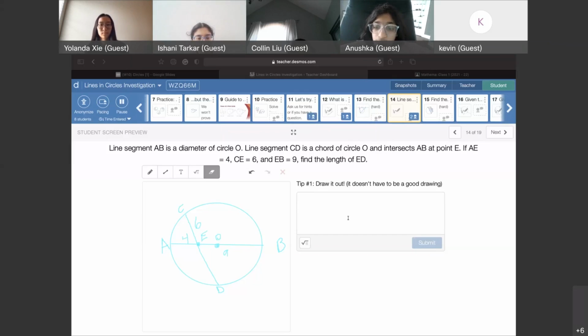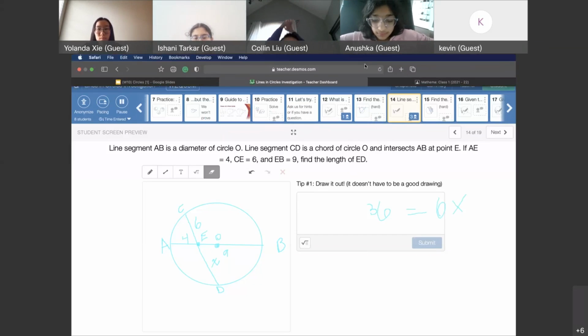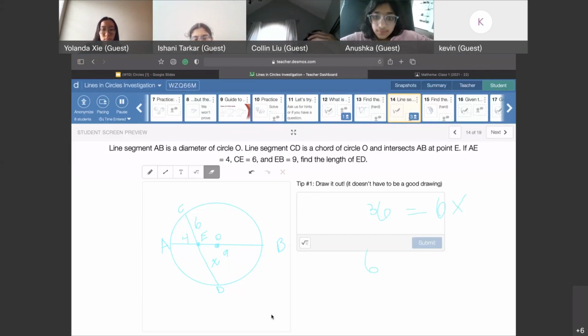So we can do 4 times 9 and we get 36. And that's equal to 6 times ED, and we can just say ED is x, so it's equal to 6x. Now we can do 36 divided by 6 to find x, and we find x is 6. So ED is 6. That is our answer.